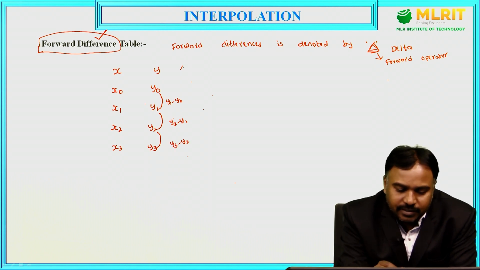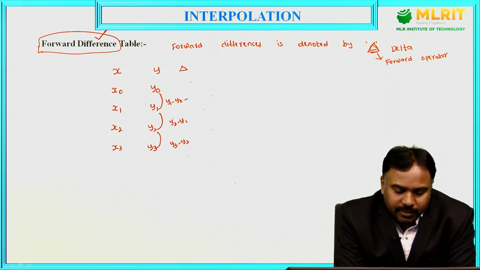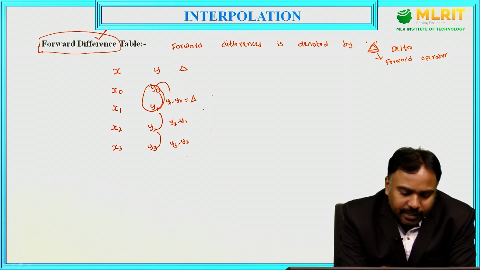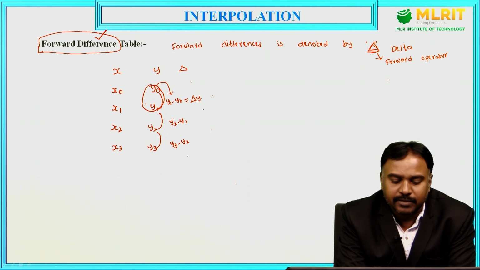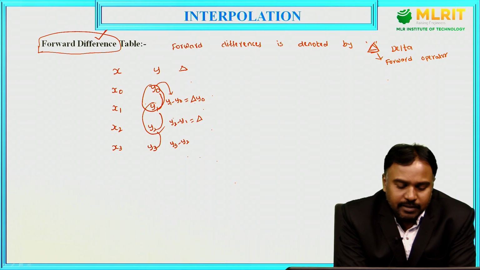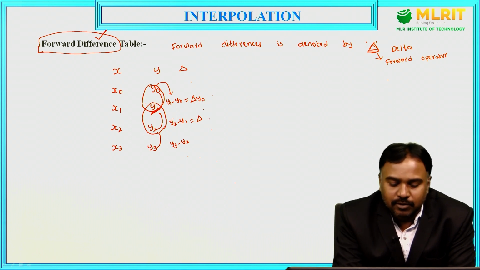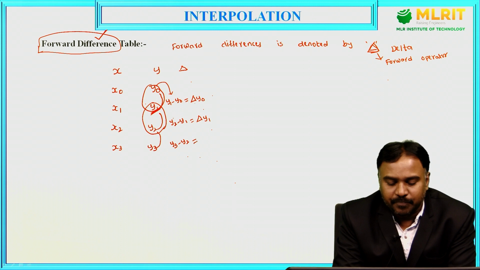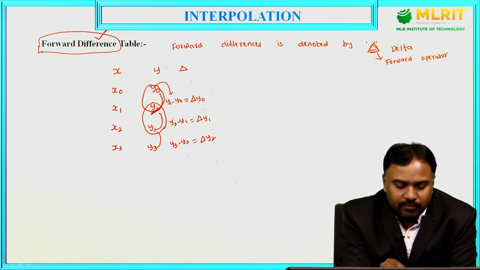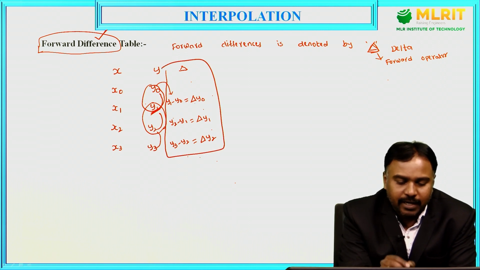These differences we denote with the forward delta. For the notation, delta followed by the first value of each pair: delta y0, delta y1, delta y2. This is called the first order differences.